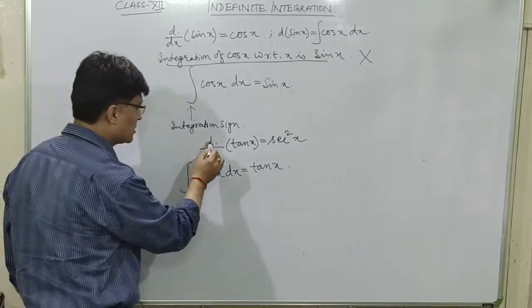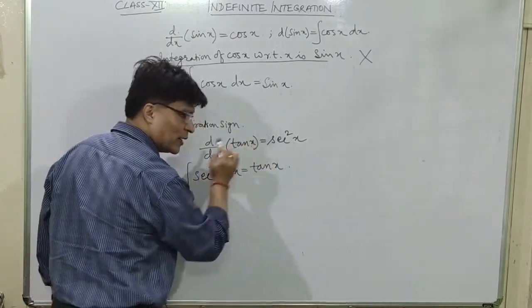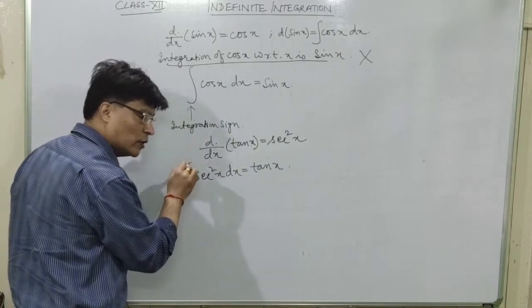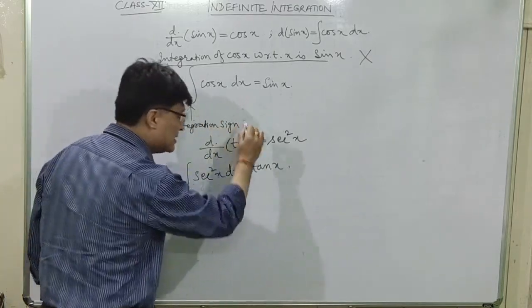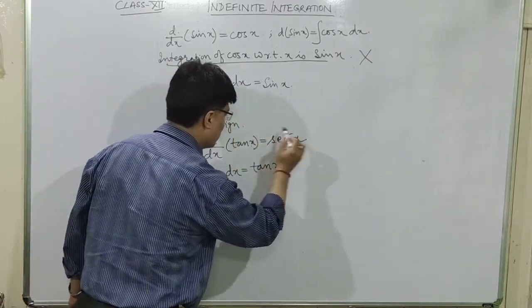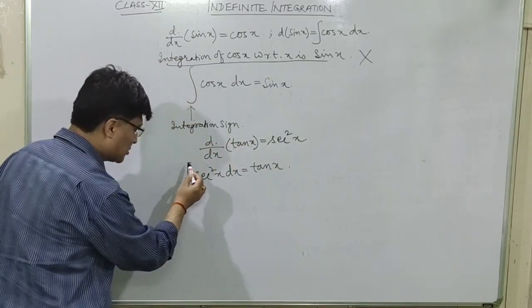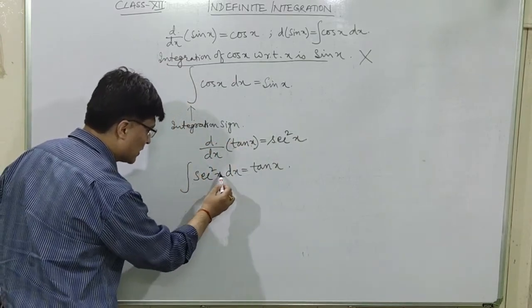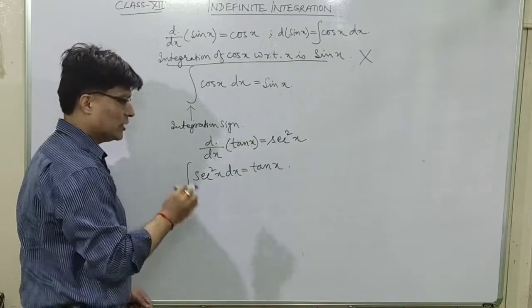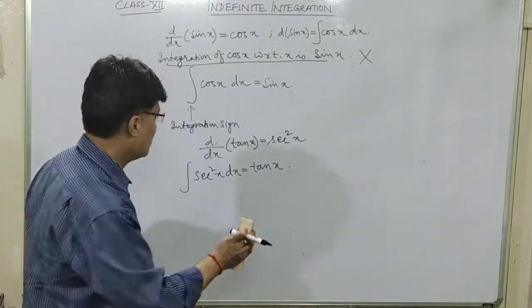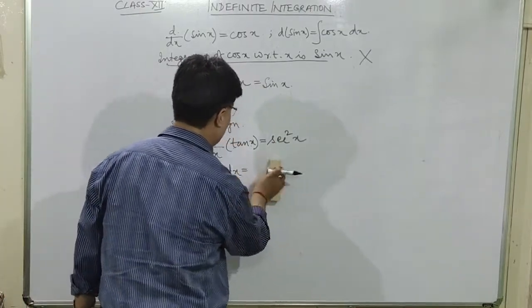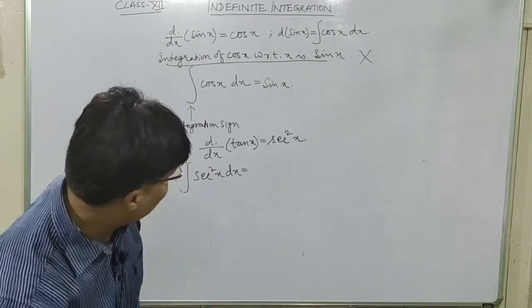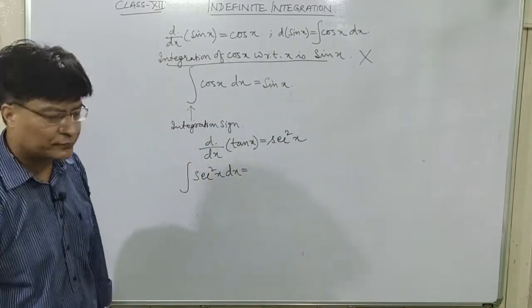Next example was dy dx of tan x is equal to sec square x. In the reverse way, we can read it as integration of sec square x with respect to x is tan x. So we write it like this: integral sec square x dx is equal to tan x. Now how do we write the formula for this? We again ask ourselves a question.